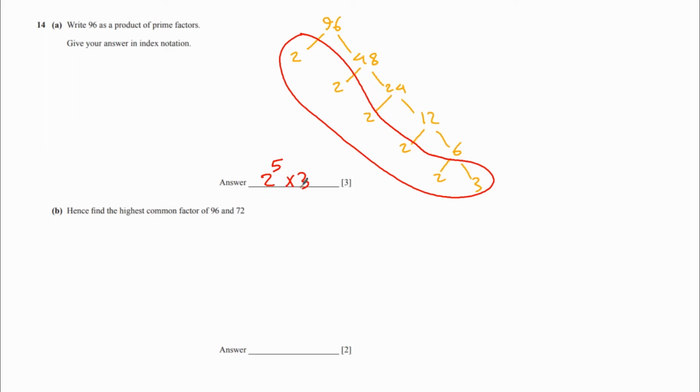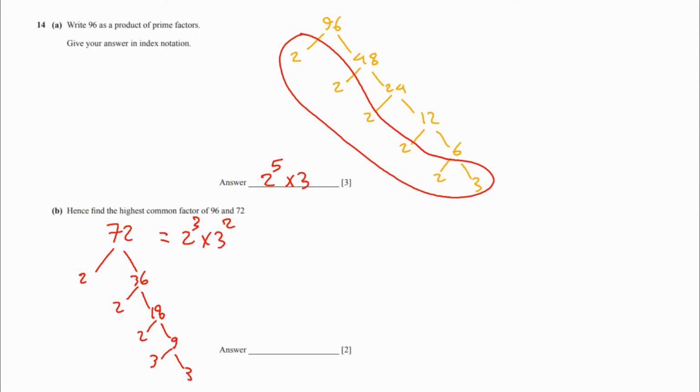Highest common factor of 96 and 72. So to do this, I need to do the prime factors for 72 as well. So I will find this would be, again, divided by 2 is 36, divided by 2 is 18, divided by 2 is 9, divided by 3 is 3. So 72 equals 2 to the power of 3 times 3 to the power of 2.